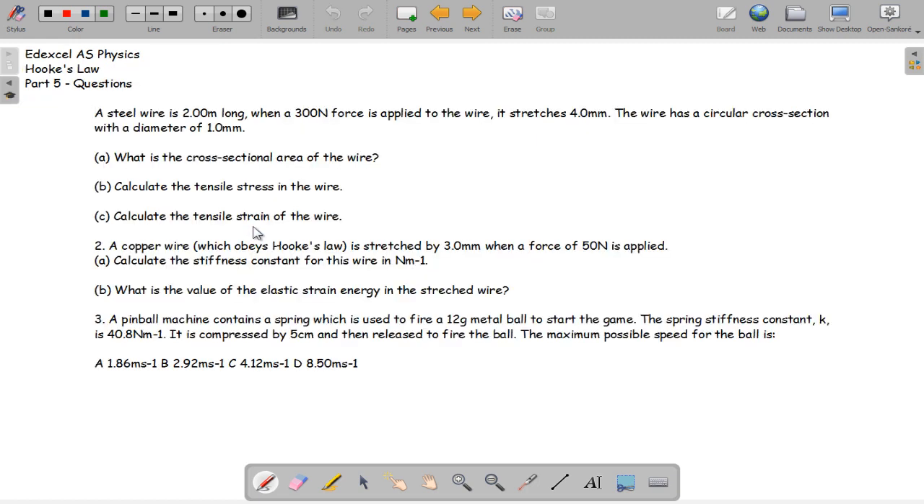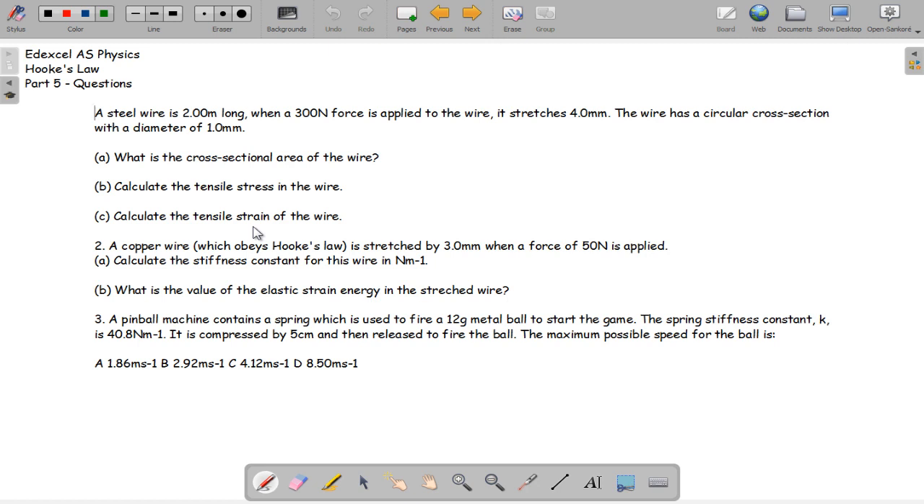So if we look at three questions now. Question 1: A steel wire is 2 meters long. When a 30 Newton force is applied to the wire, it stretches 4 millimeters. The wire has a circular cross section with a diameter of 1 millimeter. What is the cross-sectional area of the wire? We need to calculate the tensile stress in the wire and the tensile strain of the wire.